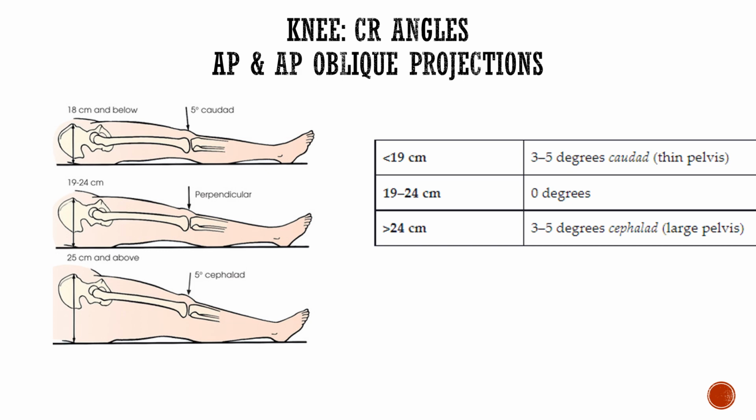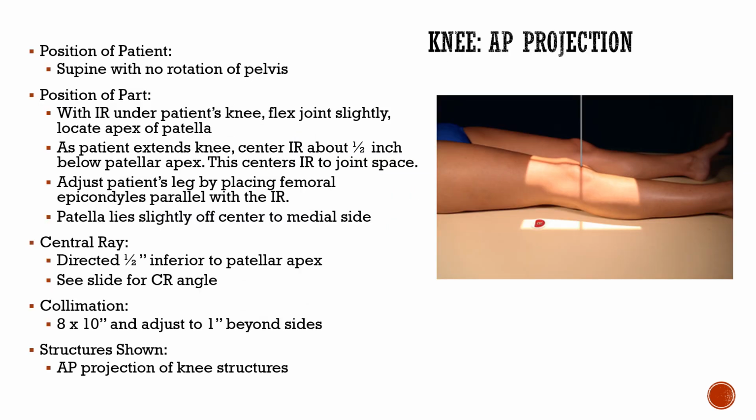If the patient's ASIS to tabletop distance measures 19 to 24 centimeters, we're not going to angle at all. And if the ASIS to tabletop distance measures greater than 24 centimeters, we're going to angle 3 to 5 degrees cephalad, and that's for the large pelvis or for the large buttocks. So for the AP projection, we're going to have the patient supine with no rotation of the pelvis.